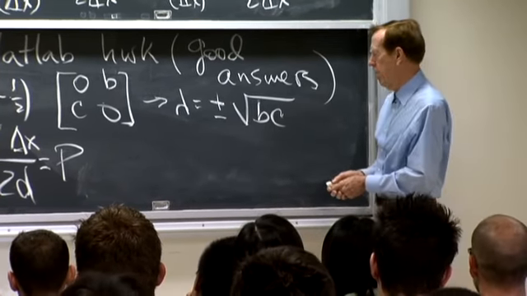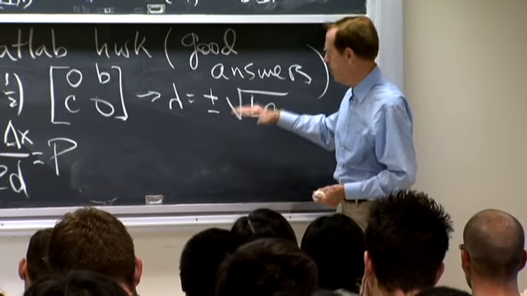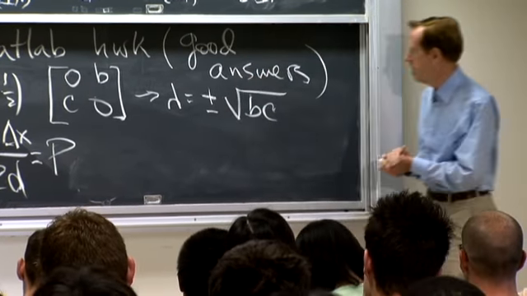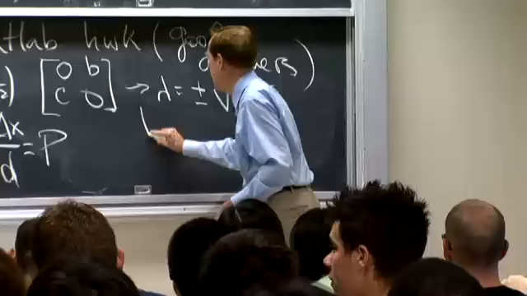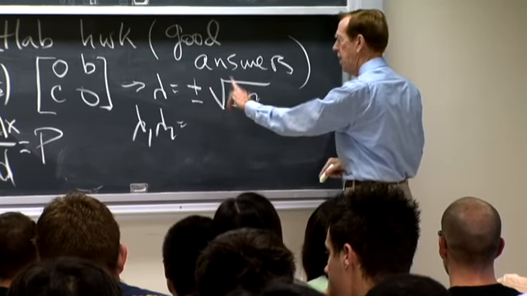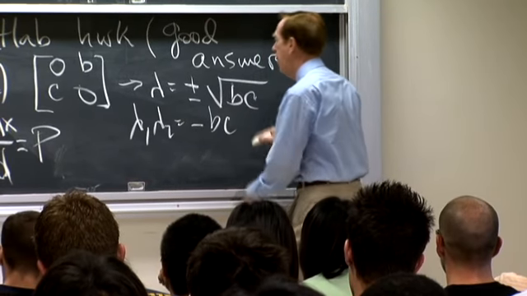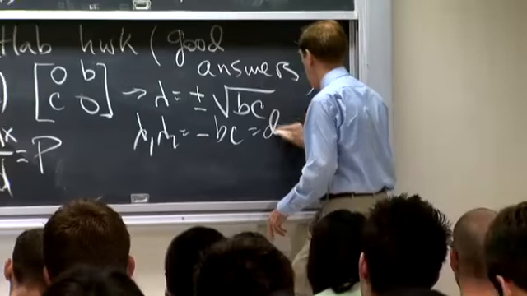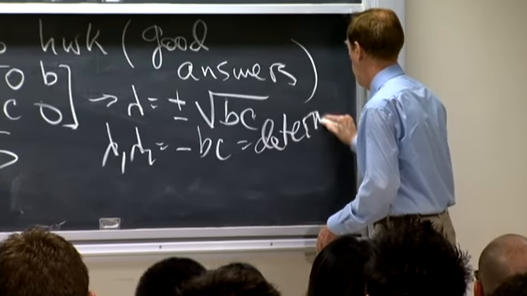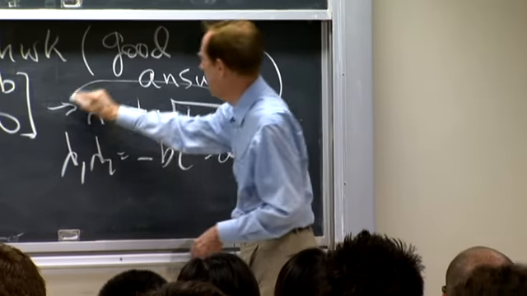Let's just check. What's our other check? They will add to 0, the plus square root and minus square root, and the product of the two eigenvalues, lambda 1 times lambda 2, one with a plus, one with a minus, so it would be minus bc. And that's correctly the determinant. So it's good. These are the correct eigenvalues.